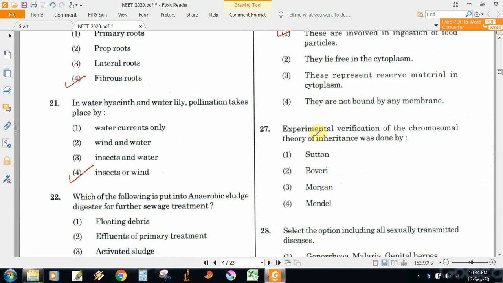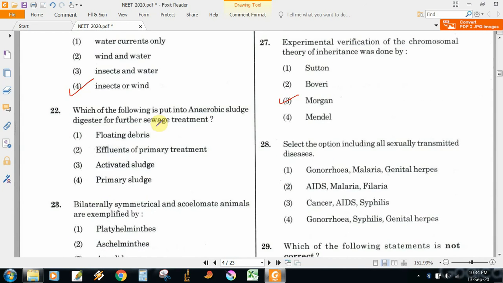Now, next one is experimental verification of chromosomal theory of inheritance was done by Sutton, Boveri, Morgan, Mendel. It is Morgan. Moving on, which of the following is put into anaerobic sludge digester for further sewage treatment? Floating debris, effluents of primary treatment. Third is activated sludge. Fourth one is primary sludge. The answer is activated sludge.